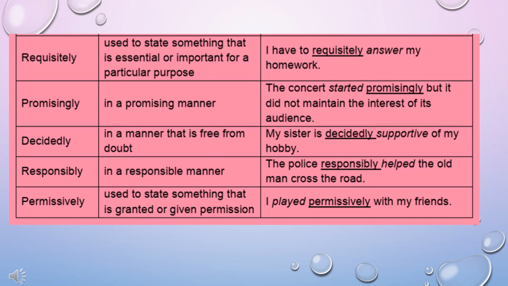We have more examples. Modal adverb requisitely, used to state something that is essential or important for a particular purpose. Sample sentence: I have to requisitely answer my homework. Requisitely modifying the verb answer. Now, please read promisingly.